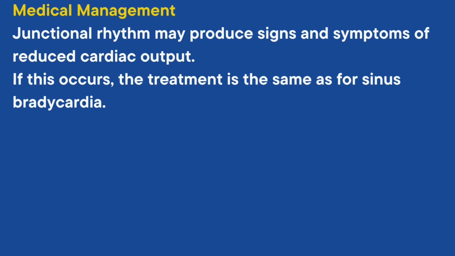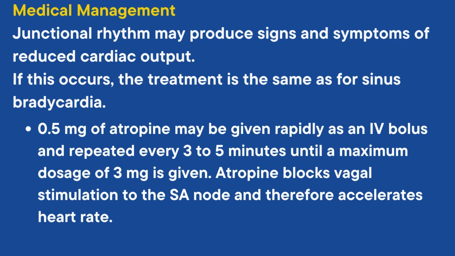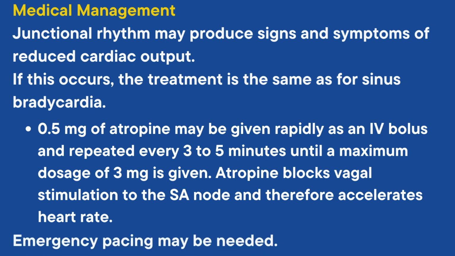Junctional rhythm may produce signs and symptoms of reduced cardiac output. If this occurs, the treatment is the same as for sinus bradycardia. 0.5 mg of atropine may be given rapidly as an IV bolus and repeated every 3 to 5 minutes until a maximum dosage of 3 mg is given. Atropine blocks vagal stimulation to the SA node and therefore accelerates heart rate. If atropine is not effective, emergency pacing may be needed.